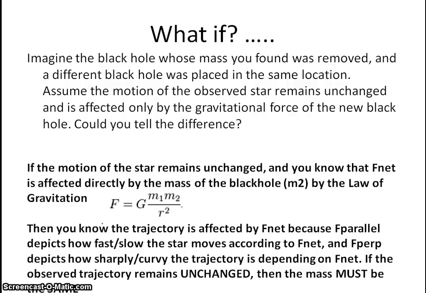Now, what if the mass of the black hole was removed and a different black hole was placed in the same location? If the motion is unchanged and unaffected, then you know that the mass has to be the same. Because if the motion of the star remains unchanged, you know that F-net is affected directly by the mass of the black hole by the law of gravitation. So you know that the trajectory is affected by F-net because of the components of F parallel and F perpendicular. So if the observed trajectory is unchanged, F-net has to be the same to create an unchanged trajectory, then the mass must be the same. Thank you.